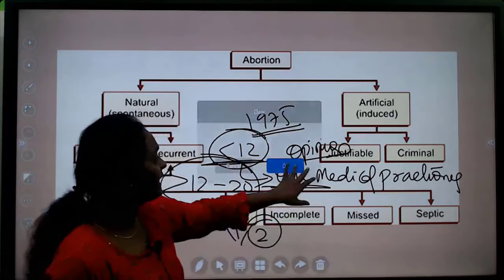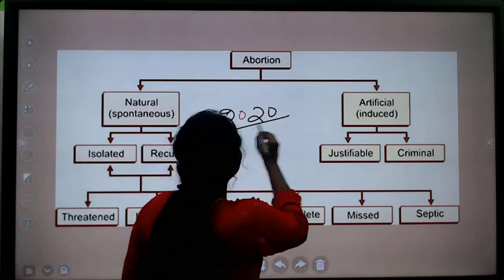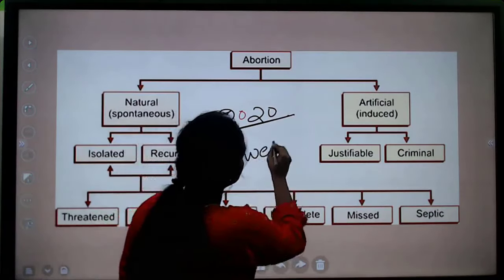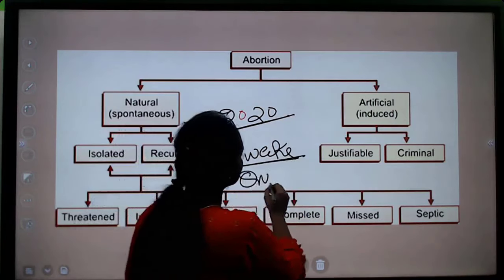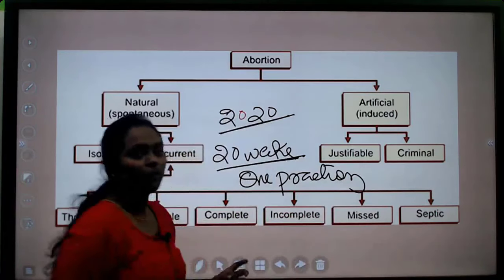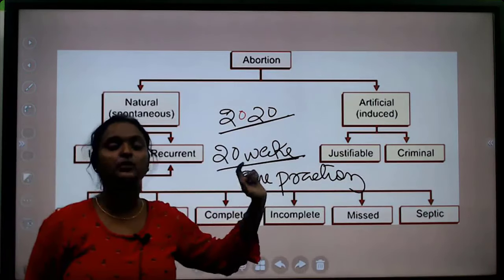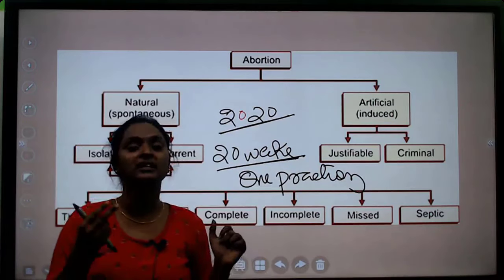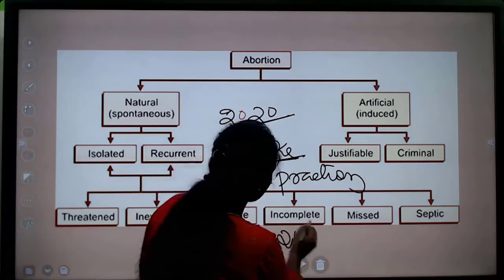When it comes to the second amendment, according to 2020, what it is saying is that up to 20 weeks of the pregnancy, one medical practitioner's opinion must be required. Two medical practitioners' opinions are required between 20 to 24 weeks of the pregnancy.